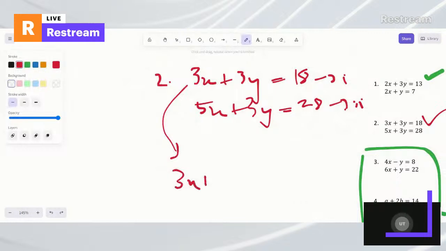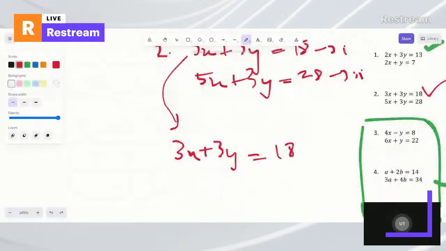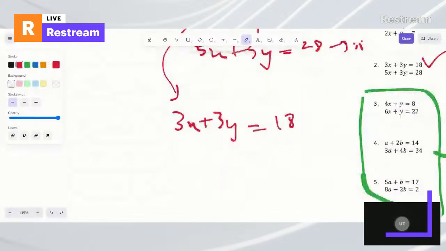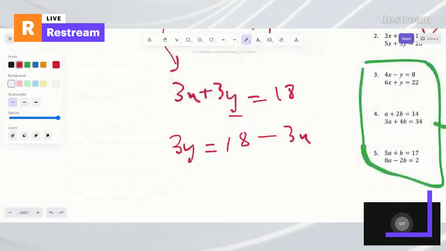It's going to be 3x plus 3y equals 18. Okay, so now we're going to make any one of the variables a subject. Let's take y as subject. So let's move 3x to the other side. It will become 3y equals 18 minus 3x, right? And now we're going to move 3 to the denominator. It's going to become 18 minus 3x divided by 3.